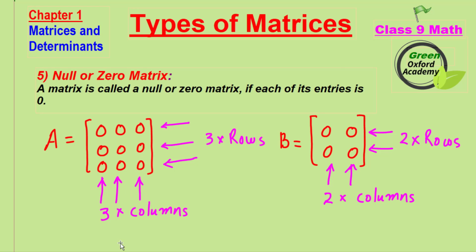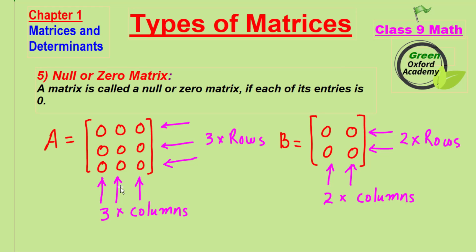Today our topic of discussion is types of matrices. Let's start with our next type of matrices, which is a null or zero matrix. A matrix is called a null or zero matrix if all the elements or the entries of the matrix are zero.